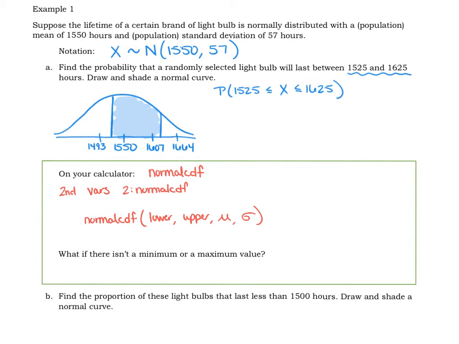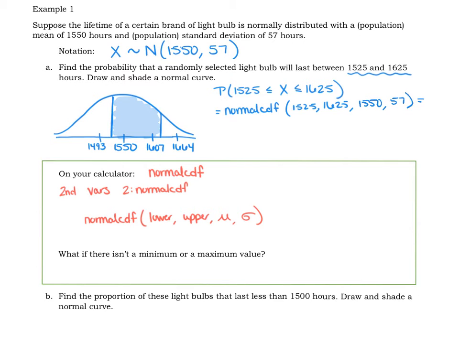Okay, so I'm going to go back up to the problem that we were working on here just for a minute. In this particular situation, and again, I'm going to write this out for those of you with the no prompt calculator, you would want normal CDF. Our minimum, our lower boundary, is the 1,525 hours. Our upper boundary is the 1,625 hours. The mean is 1,550, taken from the problem, and the standard deviation is 57.